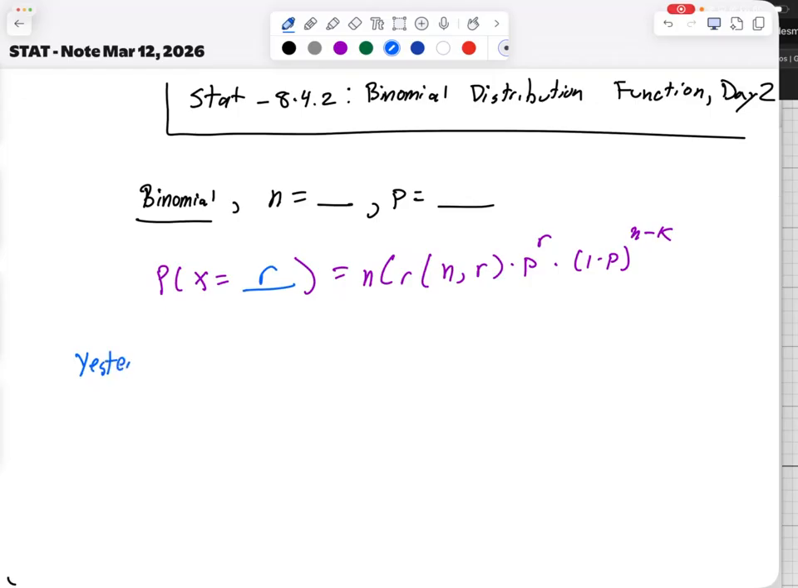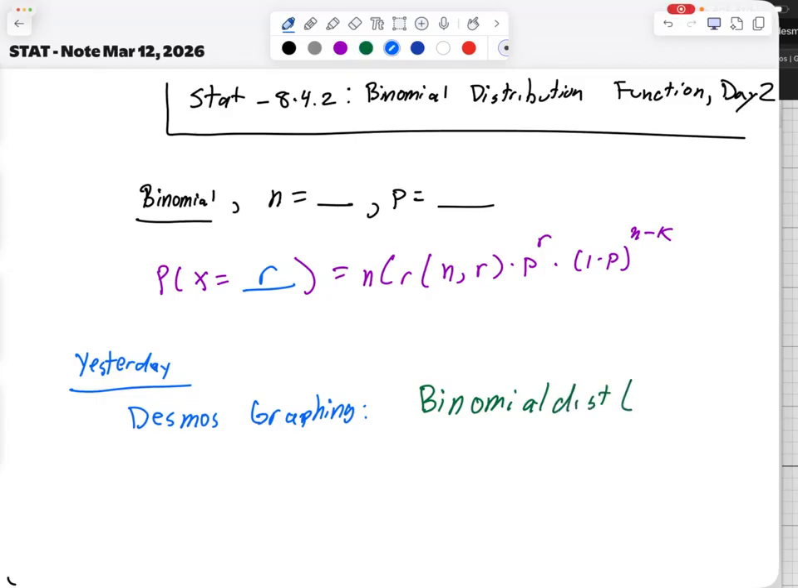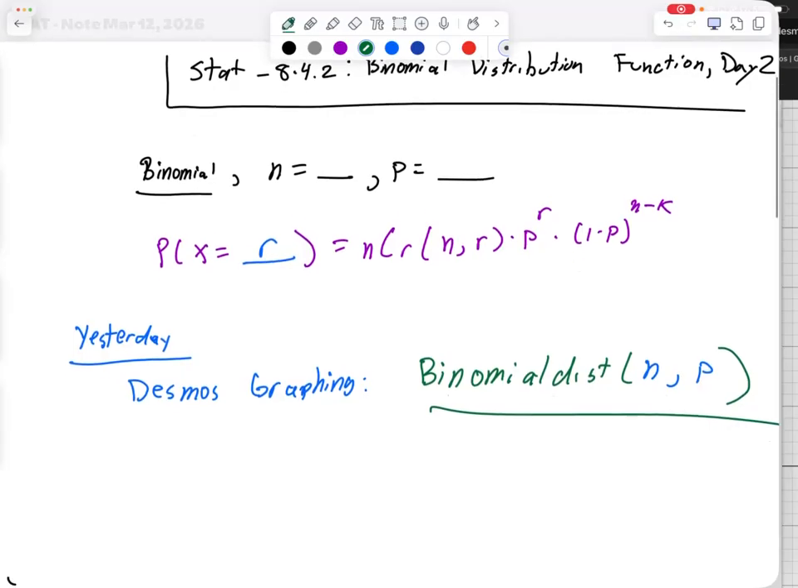Yesterday, we learned that we can use the Desmos graphing calculator and simply input binomial dist, parentheses, and tell it what the n is, comma, what the probability is. When we do this, we can click on the graph and it'll tell me each of the probabilities. So if I want to know the probability that x equals 2, like we did in our do now, I can click on the dot.